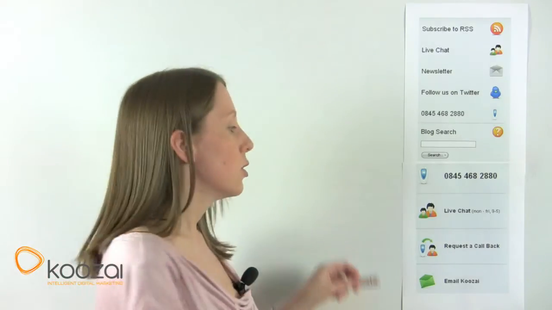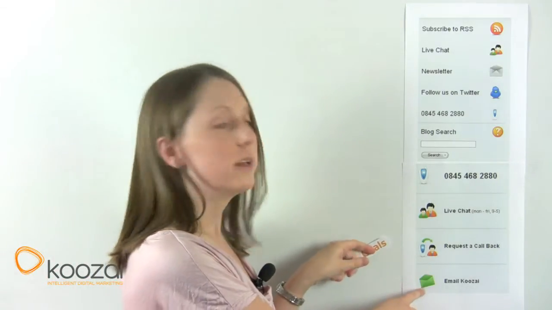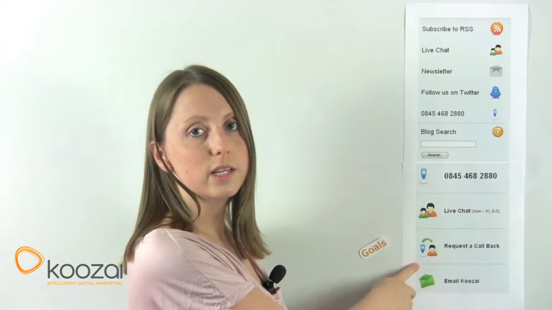So let's label these. We've got requesting a callback and emailing Koozai. Both of these, when you click the link, it takes you to something and you get a confirmation page to say this action has been completed. That's what URL we use in our goal.